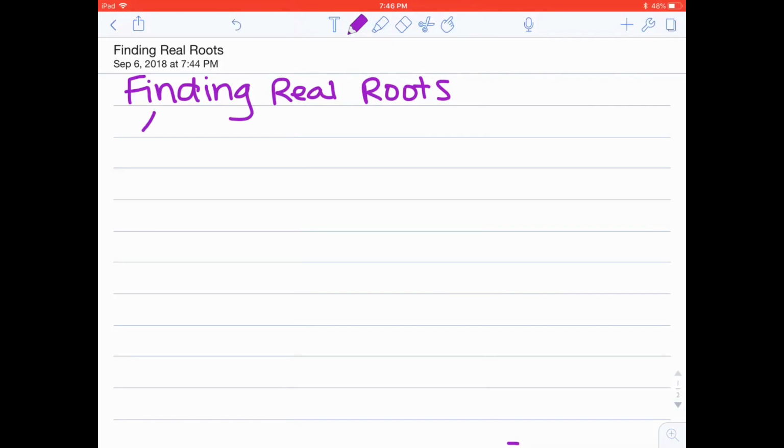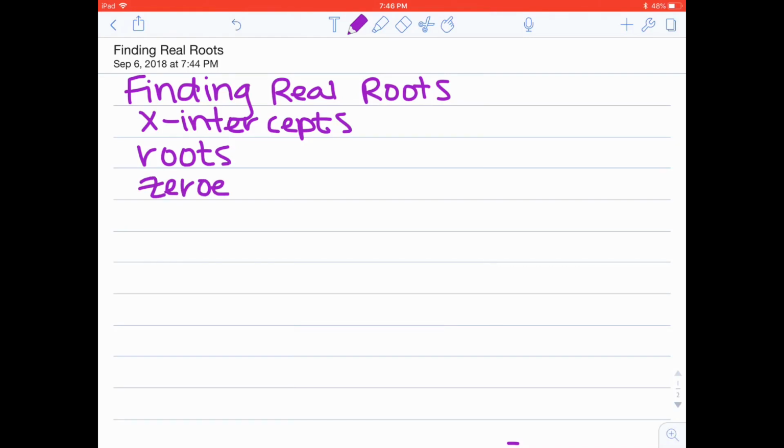So we're going to call them x-intercepts. Roots, I already said. They can also be called zeros of the graph. I don't know if it's ES or just S, so feel free to put the E if you want. And then they might also say just solve for x.